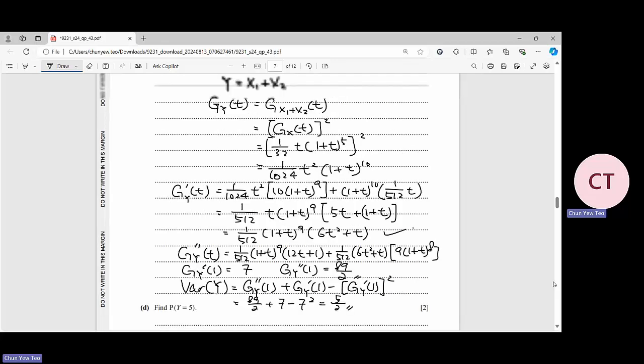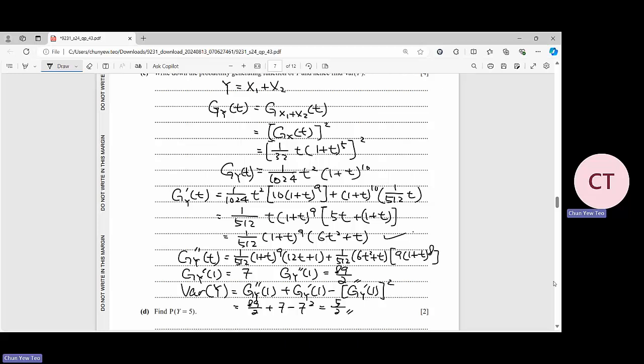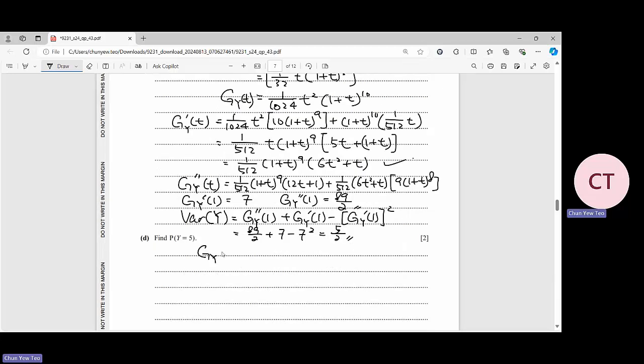Then I will go for part D. Part D is they want to find the probability for Y equal to 5. So I will be using this PGF. Just copy down. So your G_Y is actually 1 over 1024 t squared (1 plus t) to the power of 10. So I need to look for the t power 5 in order to find the probability of Y equal to 5. So in order to get t power 5, since I have a t squared here, this one I just expand using the binomial expansion.